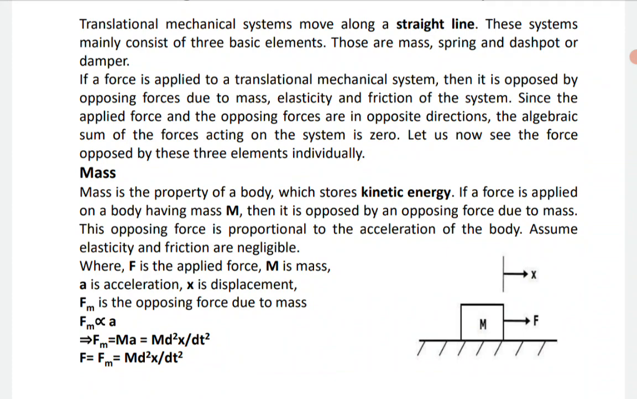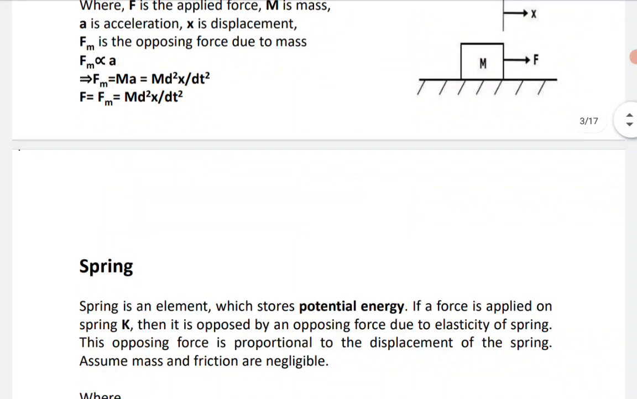Acceleration is nothing but the rate of change of velocity with respect to time. So in terms of displacement we can write F suffix m is equal to m into d2x by dt square, or we can write F suffix m is equal to m x double dot. x double dot stands for the second order derivative.